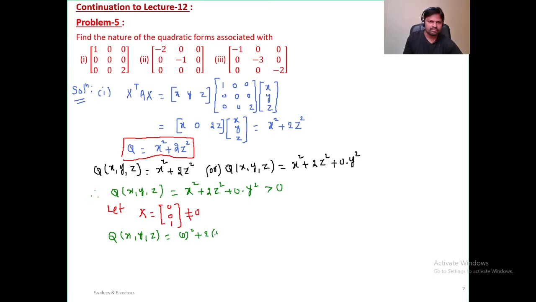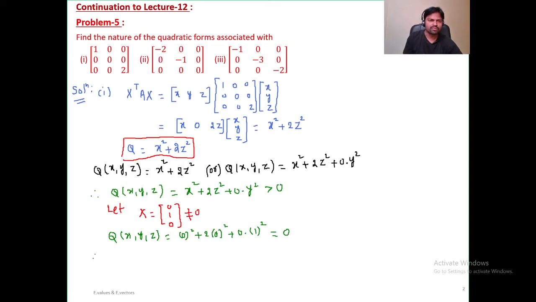The z value is 1, right? So instead of this, let us choose a different one. 0 1 0, I am choosing 0 1 0. Again it is not equal to 0, right? Here the z value is 0. So 2 into 0 square plus 0 into y, the y value is 1, so 1 square. What is this value? Equal to 0 only. Now the quadratic form is equal to 0 for a non-zero x.